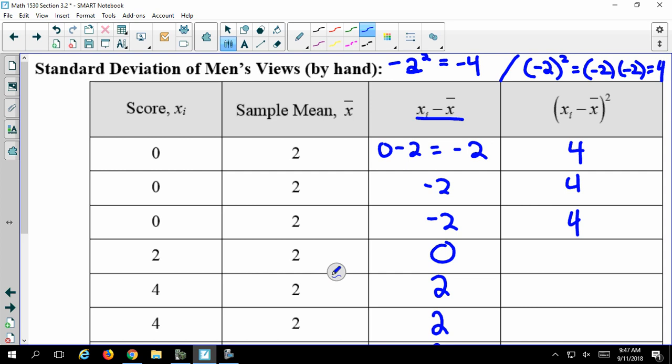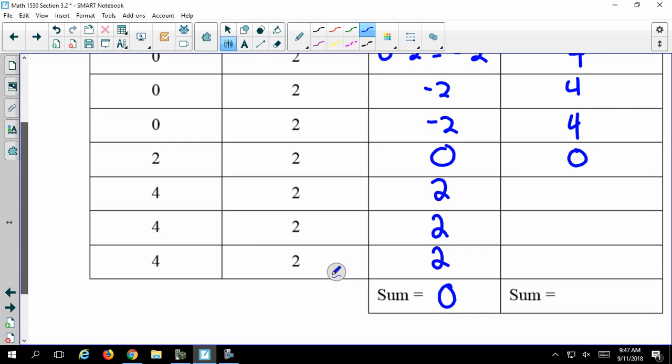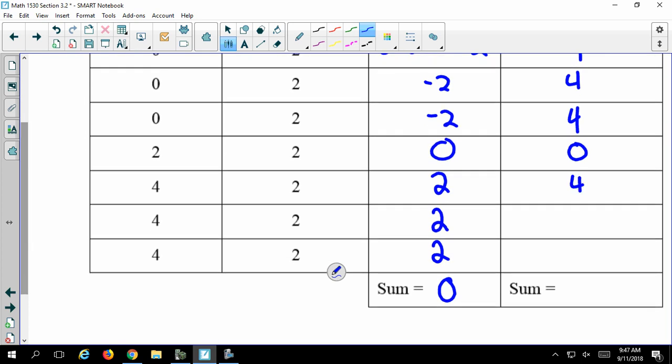All right, what is 0 squared? 0. And then 2 squared should be easy. 4, 4, 4. So if we add these up, what do we get? There are 6 4s. 24. Right? 6 times 4 is 24.